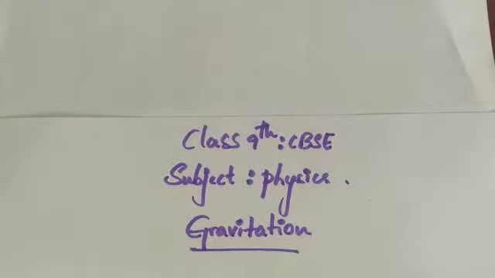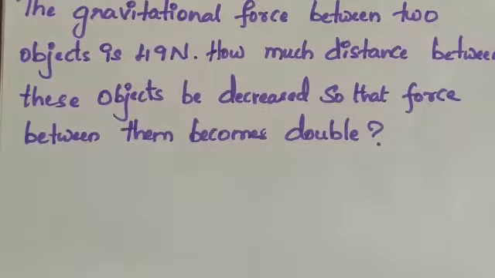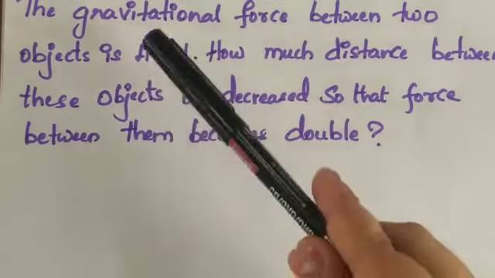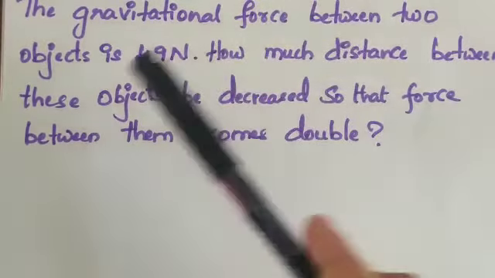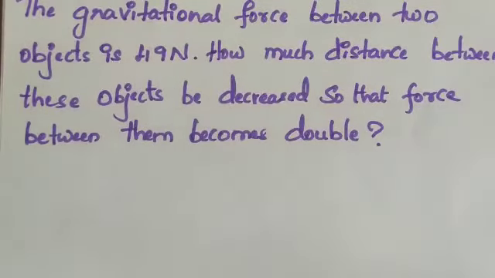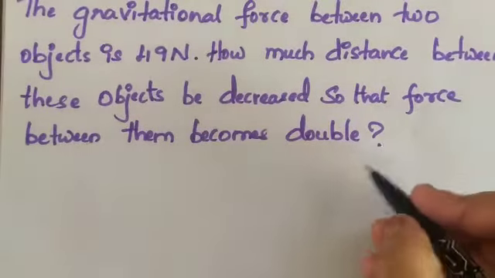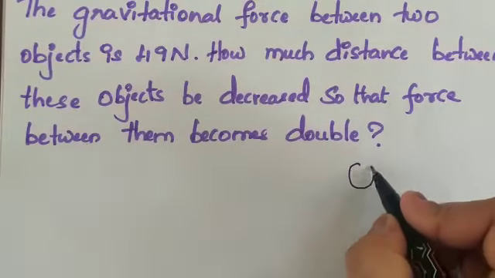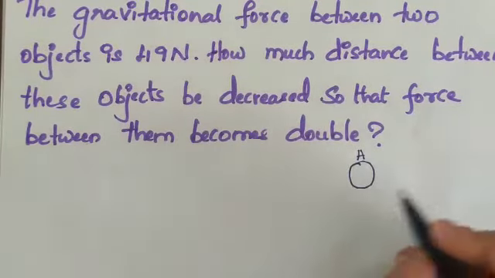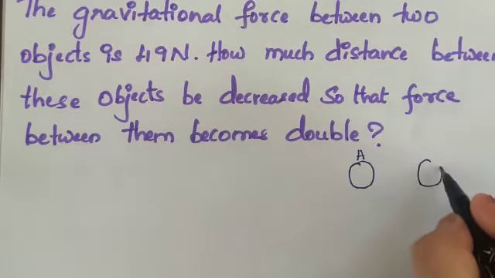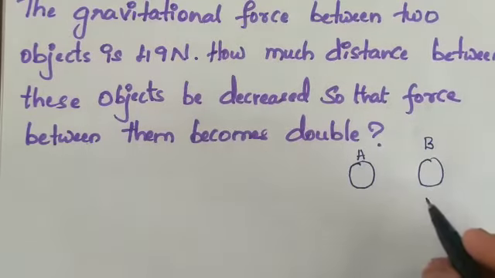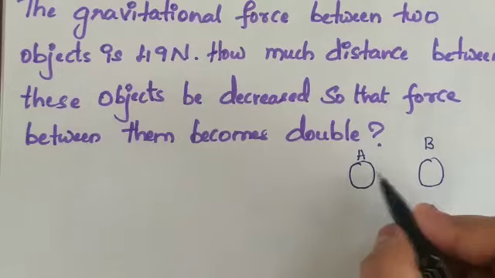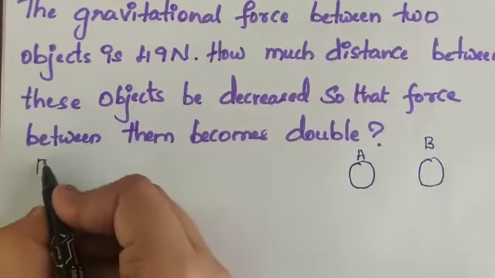Hello students. So today we are going to continue some of the problems which are based on the universal law of gravitation. Under that, the first question is: the gravitational force between two objects is 49 Newton. That means if you have considered any two objects, for example this is an object A, and another one, object B.